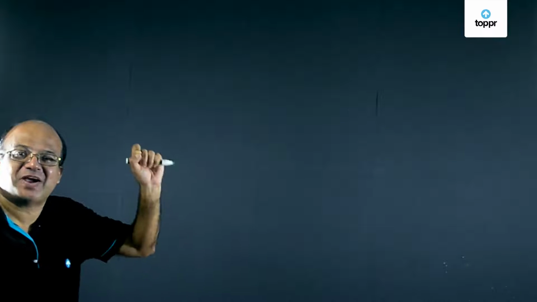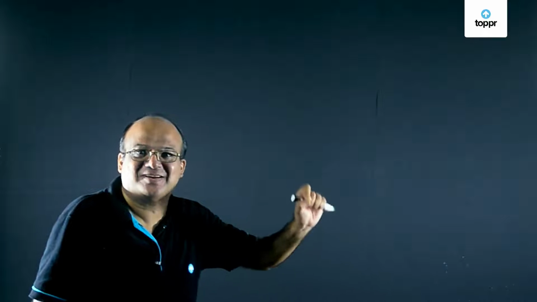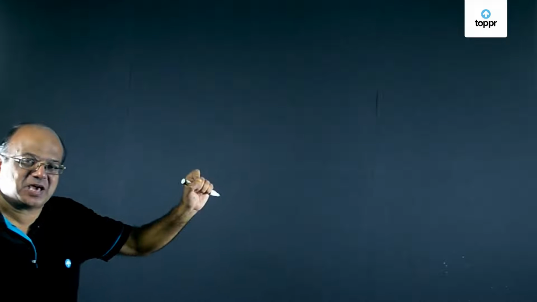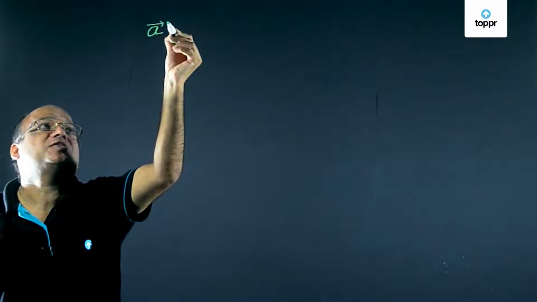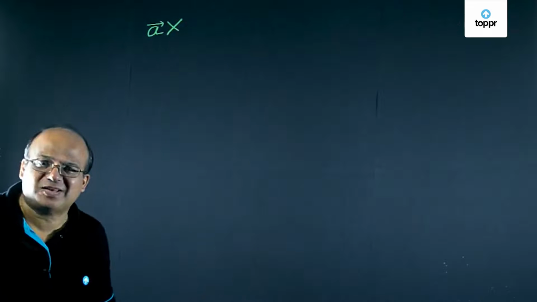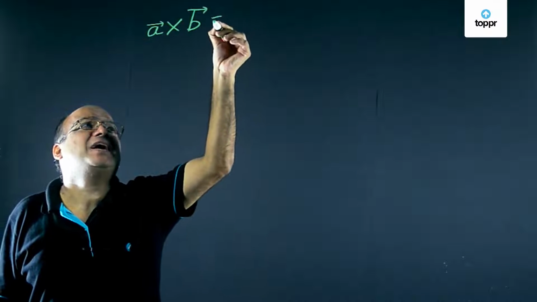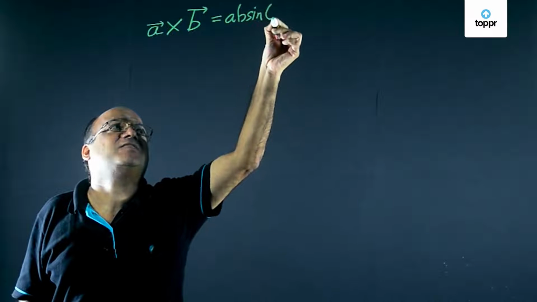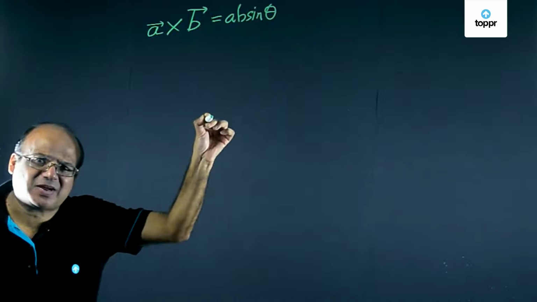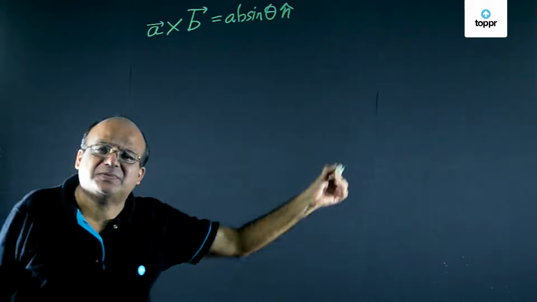Remember that. So the final result will have i cap, j cap and k cap. Vectors have i cap, j cap, k cap. So what is A vector cross B vector? Again remember, we must put this cross. Without the cross it is meaningless. A vector cross B vector is defined as AB sin theta. There it was cos, now sin. And because it is a vector, it must have a direction that we call n cap.